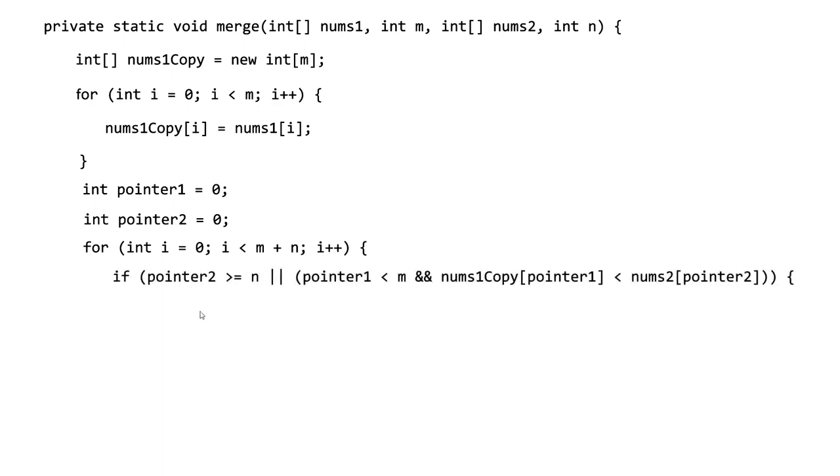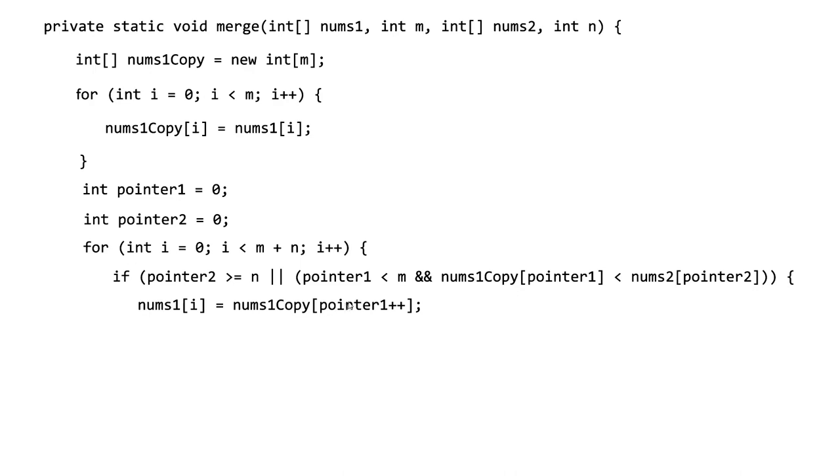Okay, so here is our check. So basically we need to say if pointer 2 is greater than or equal to n, which means if we've exhausted all the numbers in nums2, so we're out of numbers in nums2, or we still have values in nums1 copy that are relevant, and nums1 copy, the value at pointer 1 is less than the value at nums2. Then we're just going to assign nums1 copy the value at pointer 1.